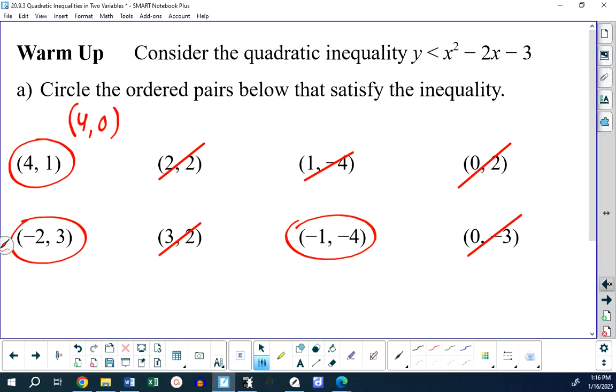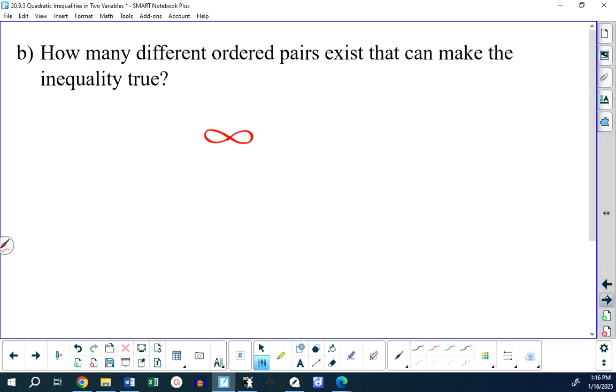Because now y is an even smaller number. And if I can demonstrate to you that there's at least one more point with the same x coordinate and a different y coordinate, then even just looking at that, you should understand there's an infinite number of y coordinates between 0 and 1 that would go with that x coordinate of 4 to make that inequality true. So there's an infinite number.